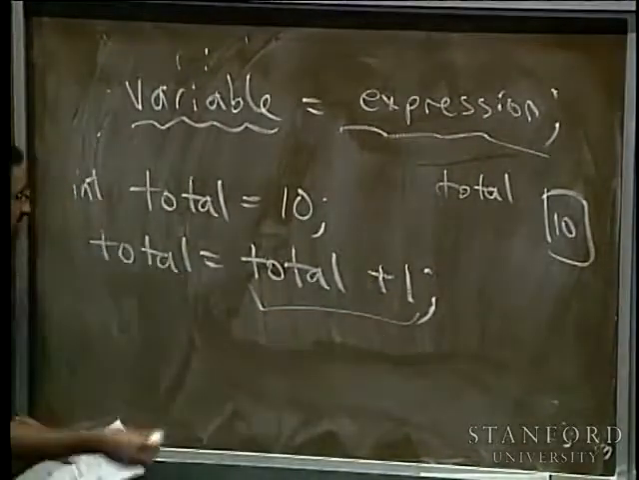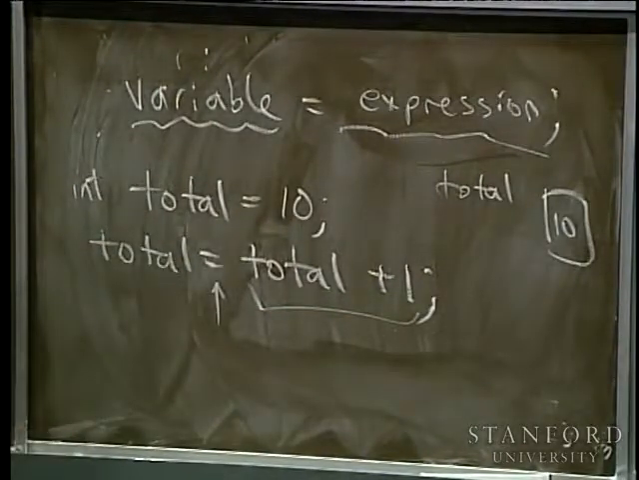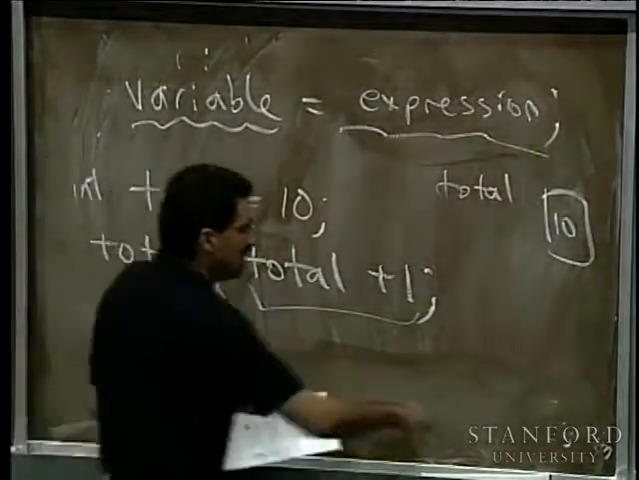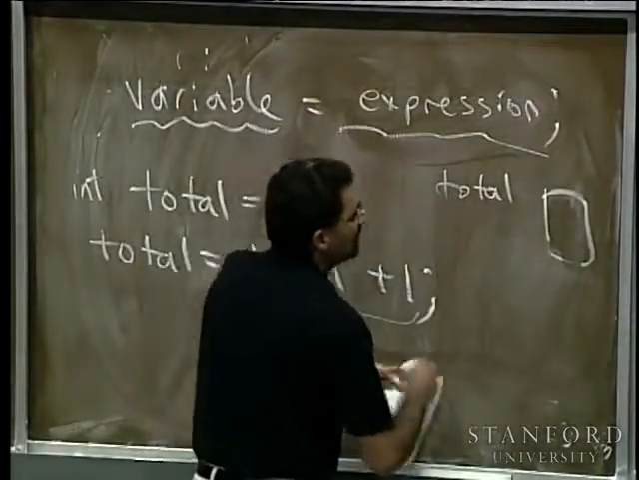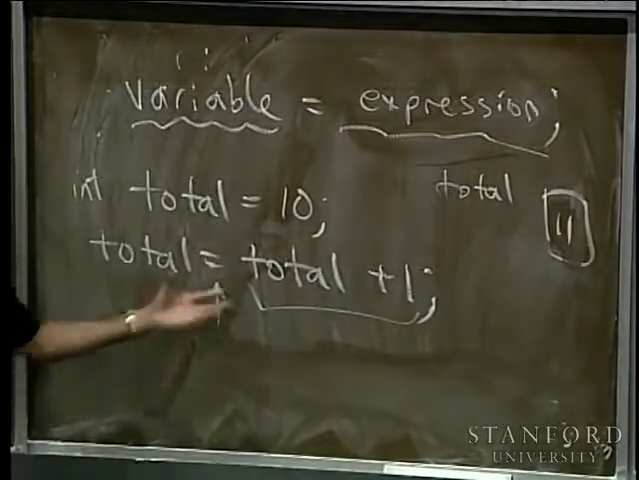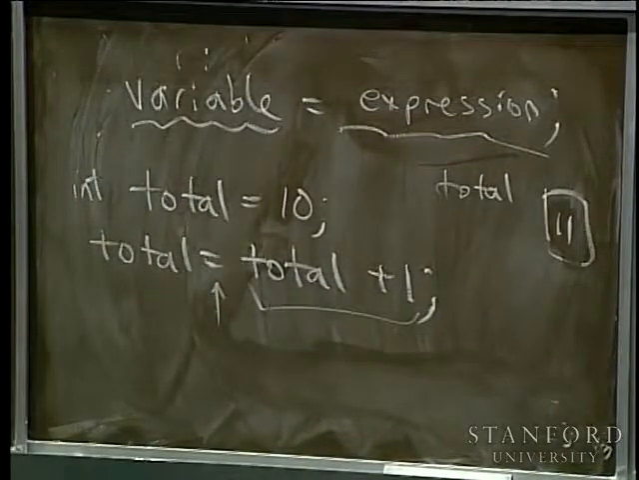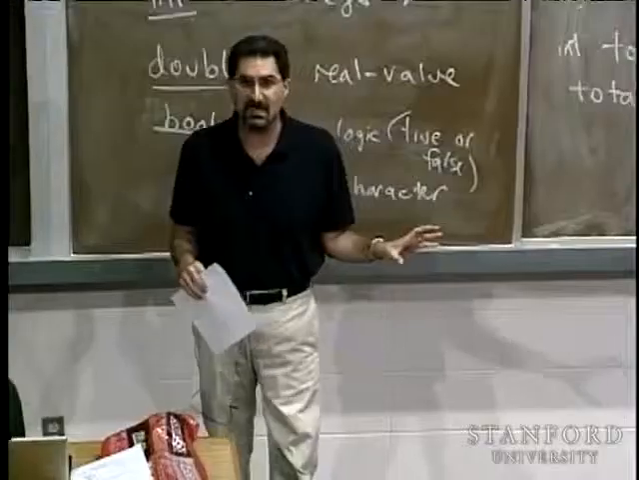What do I do with that 11? Stick it back in the box named total. So it just says, okay, and it puts an 11 over here, and that's perfectly fine. So it's perfectly fine to do something like this where you take the old value for a variable, you do some manipulation on it, and you stick it back into the same variable.